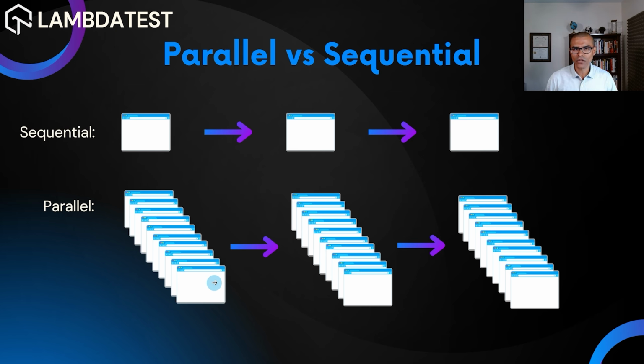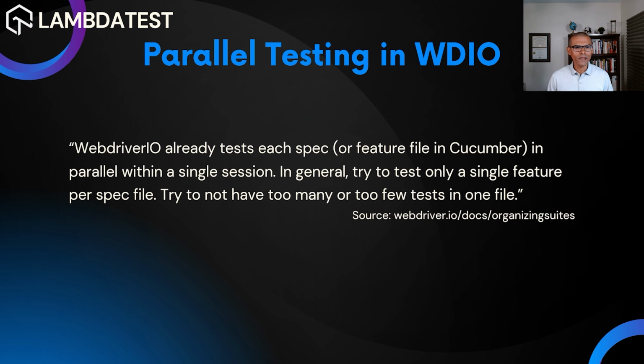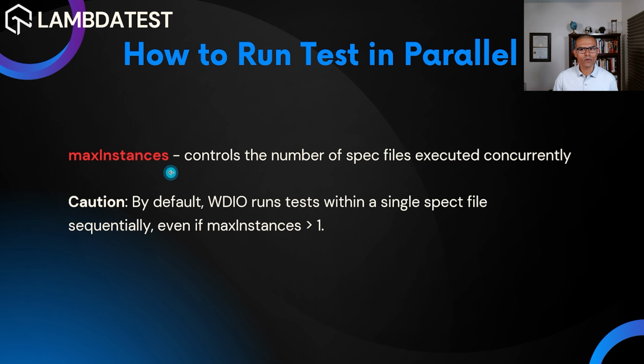Now, let's see what WebdriverIO documentation has to say about running tests in parallel. It says that WebdriverIO already tests each spec file or feature file in Cucumber in parallel within a single session. And what this means is that by default, all of your spec files running parallel in WebdriverIO. So if you have multiple spec files, those spec files will run in parallel. It also says here that in general, you should try to test only a single feature per spec file. Try not to have too many or too few tests in one file. The max instances is what controls the number of spec files that will run in parallel.